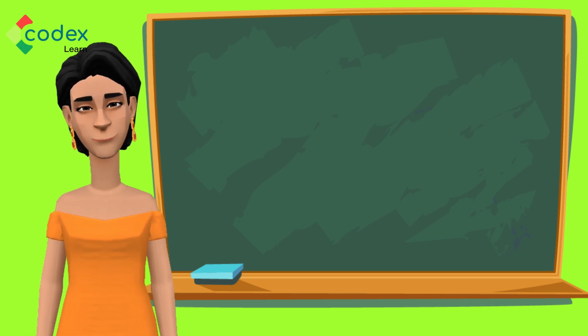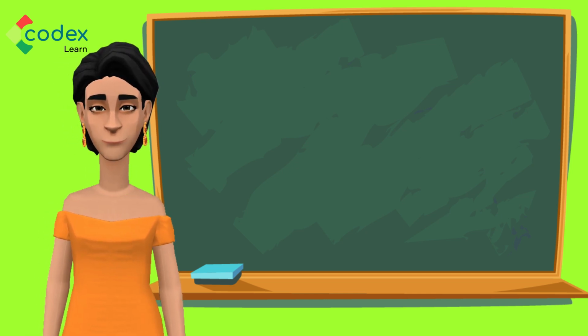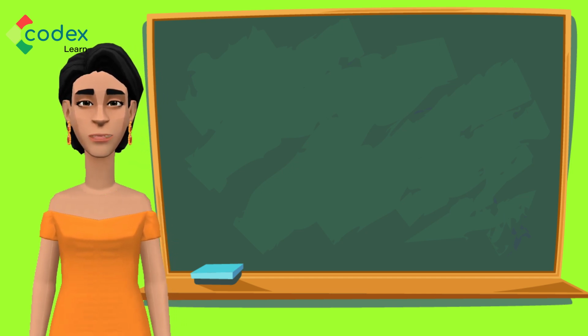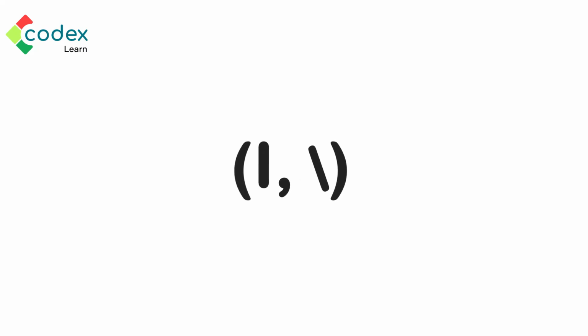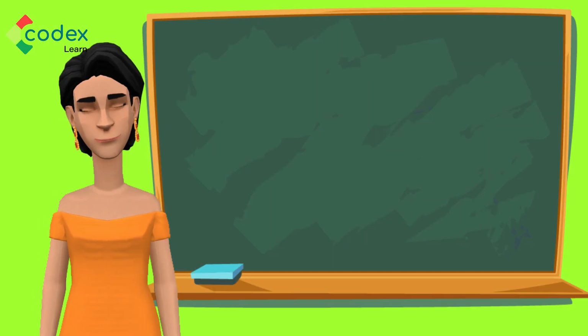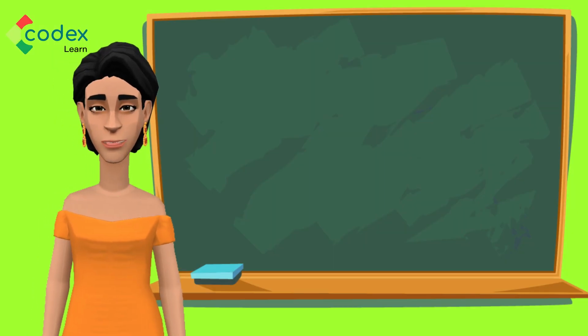When numbers are very large, it may not be easy to find things by simply counting. So we make use of strokes or lines like these ones. They are called tally marks. Tallies are usually marked in bunches of 5. They are great for counting and representing data in a fast and easy way.